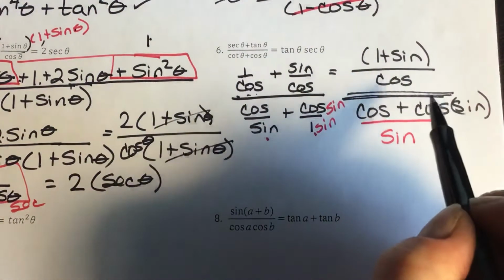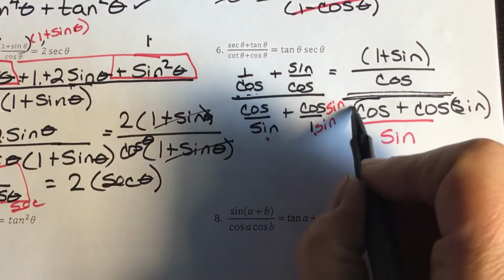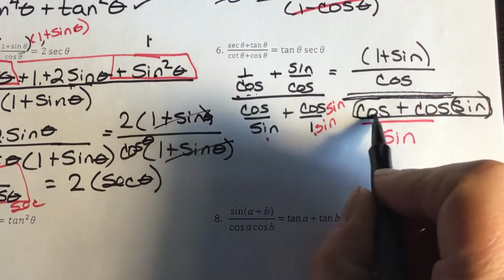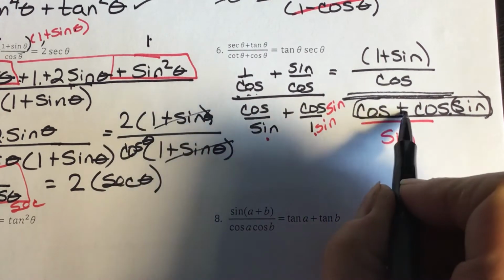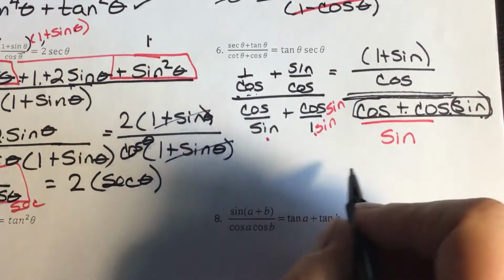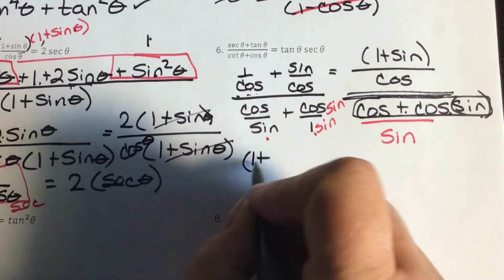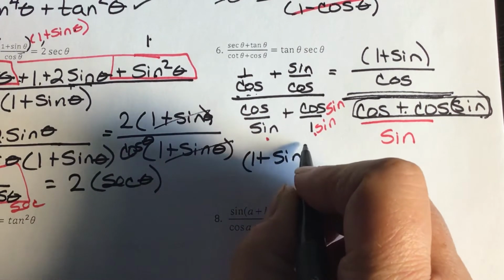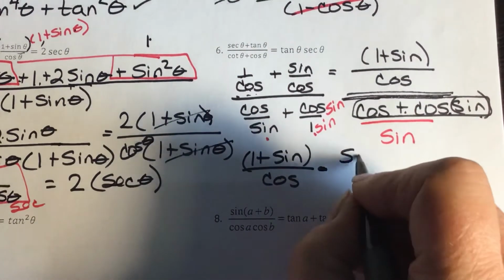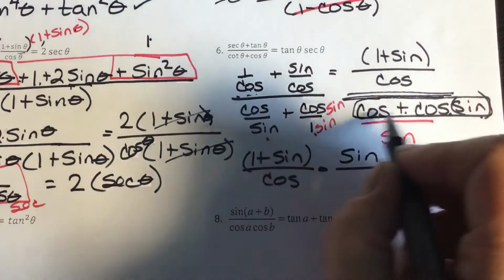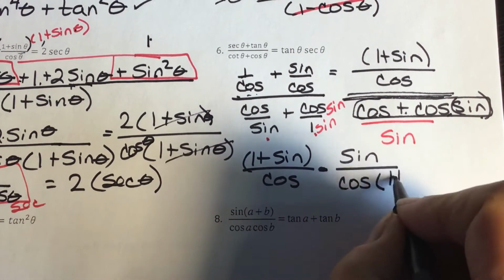Now, if I multiply by the reciprocal, and while I'm doing that, I'm going to factor out a cosine in this as well. So this could be factor out a cosine, and then I'd have 1 plus sine. All right, so when I flip it over, that's how I'm going to write it. So I have 1 plus sine on the top over cosine. I'm going to multiply by the reciprocal, so sine goes on the top. And then this is where I'm going to factor out a cosine, and then a 1 plus sine.